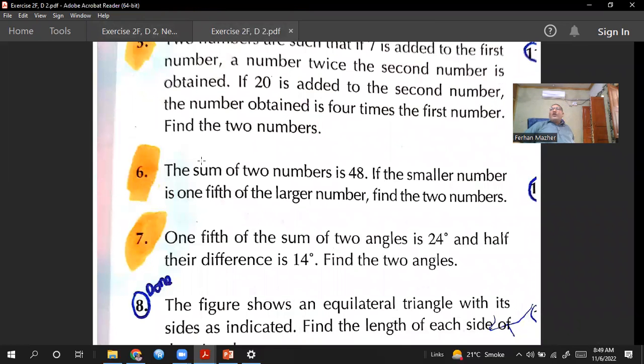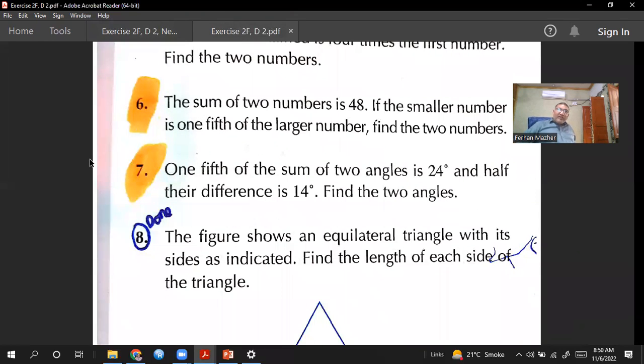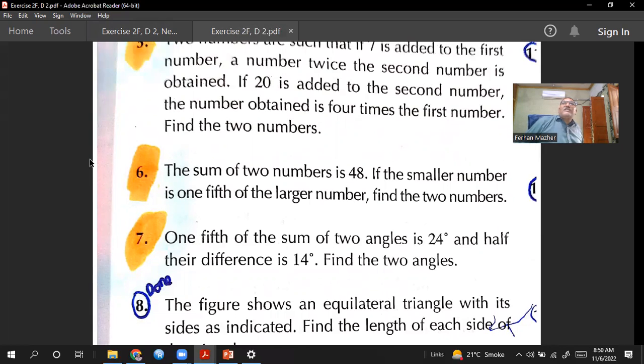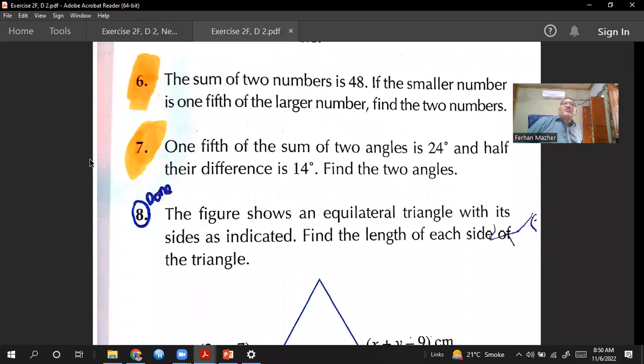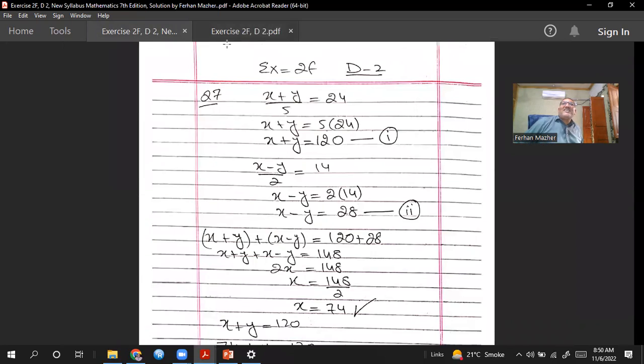Okay, so we are going to the next question. Question number 6 is showing up on your screen. The sum of two numbers is 48. If... so, that was the question. So sorry, we are done with question number 6 already. Oh, sorry.